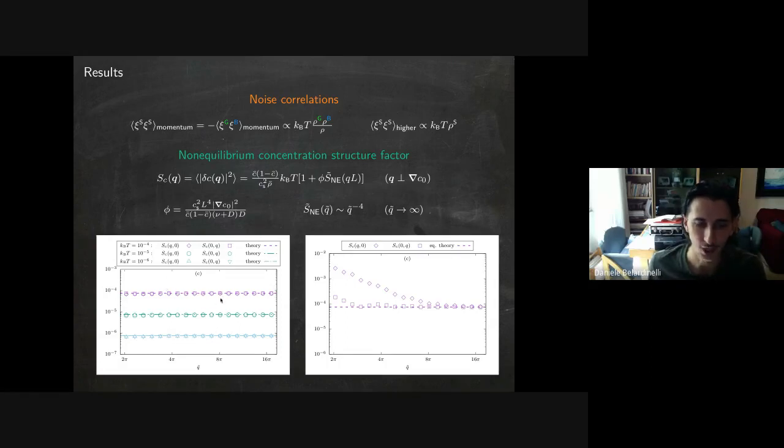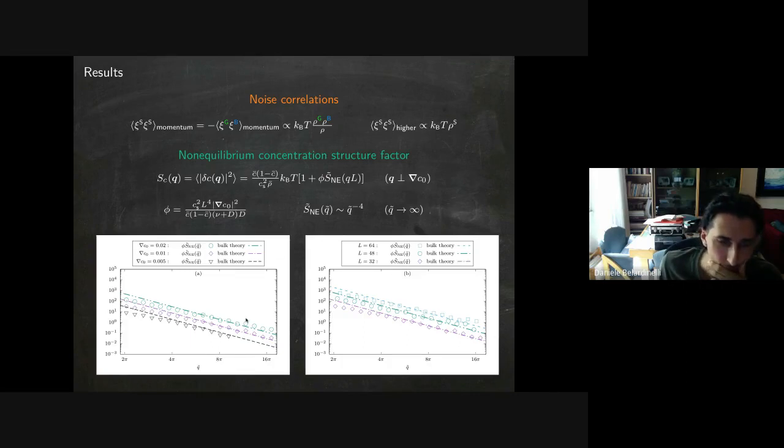Now, after checking that in equilibrium all works fine, we fixed the parameters, as in the purple case here, and turned on the non-equilibrium fluctuations. In this case, the concentration structure factor becomes strongly anisotropic and mode dependent. To characterize such non-equilibrium fluctuations, we use this decomposition here and look at the behavior of this product, which is the non-equilibrium correction to the equilibrium value, at small scales, so at large values of the normalized wave vector.